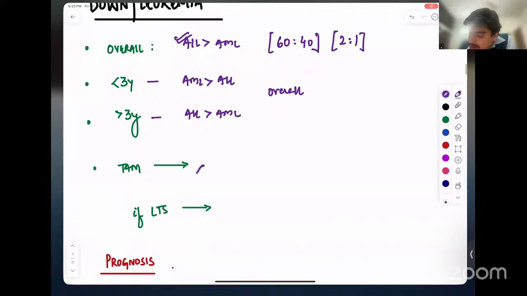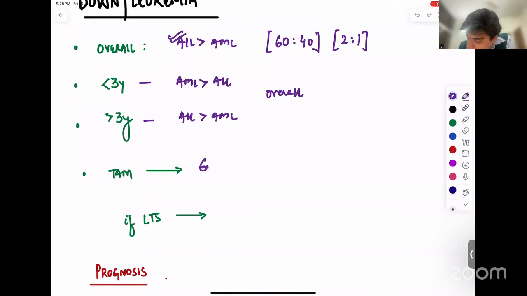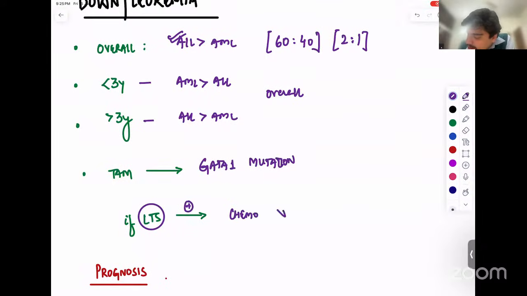Now, why does TAM occur? TAM occurs because of GATA1 mutations. Only if life-threatening symptoms are there, then only we give chemotherapy. Otherwise, no. Otherwise, we do what? If life-threatening symptoms are absent, we just do observation. That's it. Nothing else is required.